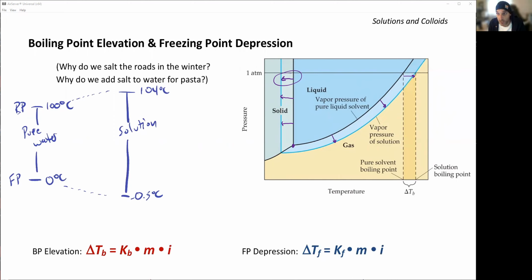Why do we salt the roads in the winter? We salt the roads in the winter because it lowers the freezing point. The salt mixes with the water, creates a solution, and it allows a lower freezing point, meaning it's no longer going to freeze at 0 degrees Celsius. Basically, it's just going to turn all of that ice into water, and we can drive on the roads.